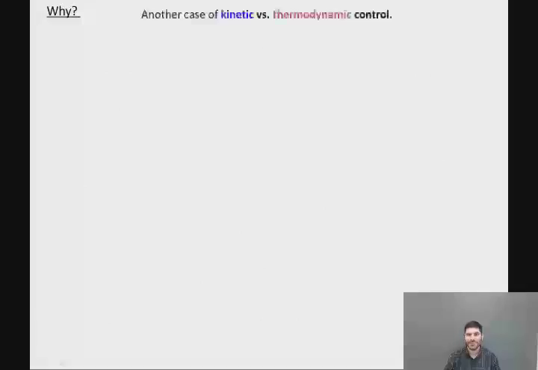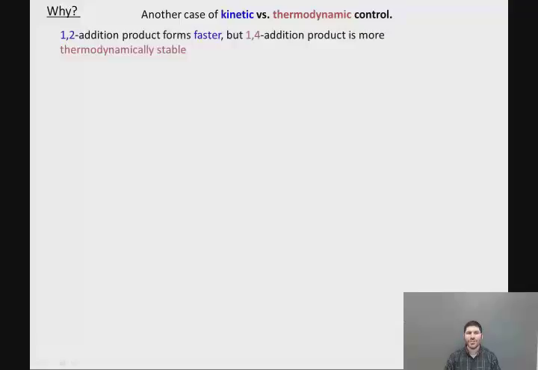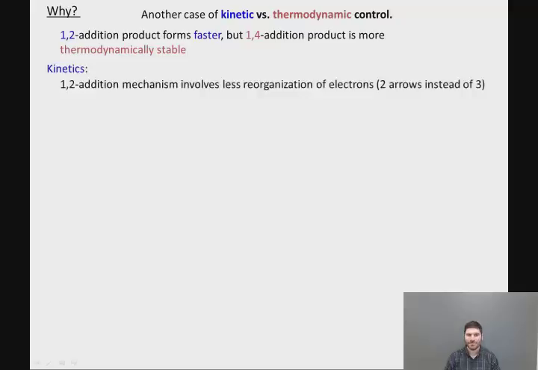Why? Well, this is another case of kinetic versus thermodynamic control. So the 1,2 addition product forms faster, but the 1,4 addition product, the conjugate addition product, is more thermodynamically stable. So the kinetic argument is a fairly simple one, and you can figure this out just by looking at the curved arrows in the mechanism.